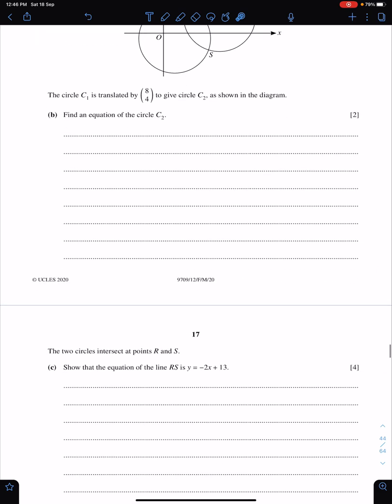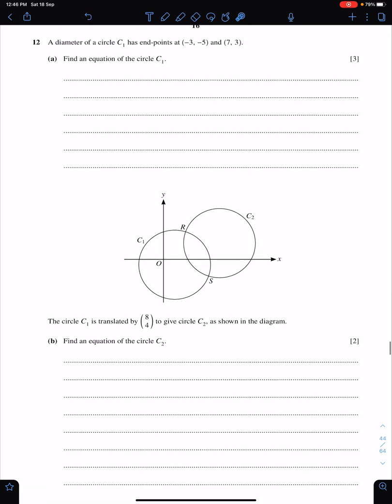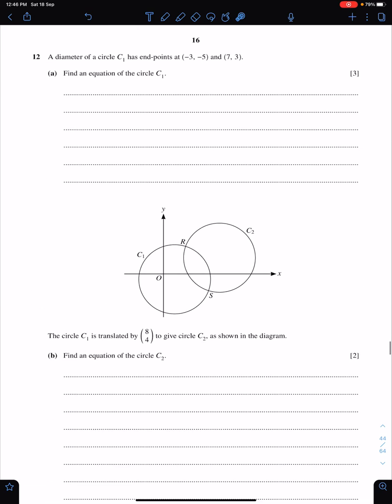Next question. This question is of March 20. First part. A diameter of a circle C1 has endpoints. So this is C1 and the diameter has endpoints. Let me make a rough sketch here. So the diameter points, you can call them A and B: (-3, -5) and (7, 3). We need the equation of the circle.